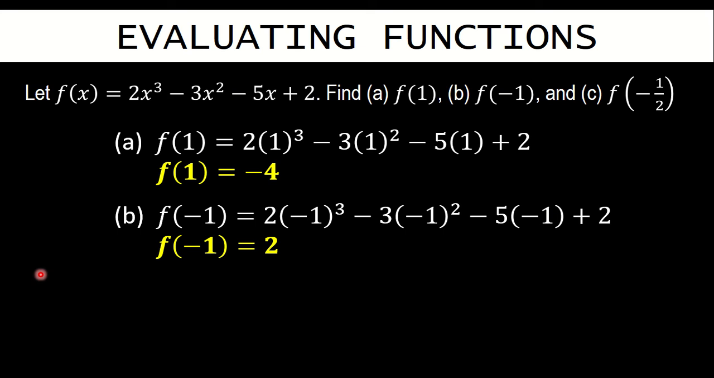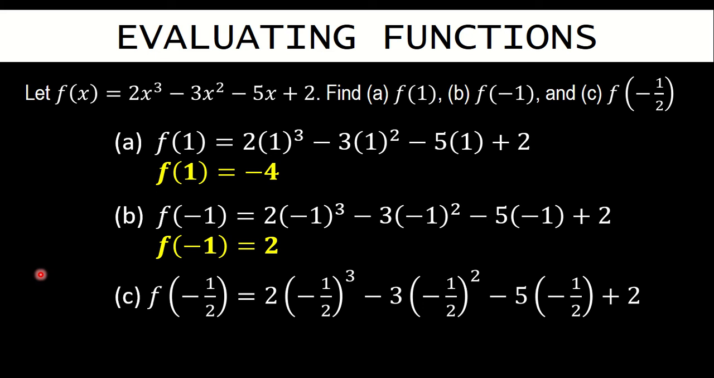Then lastly, if we substitute negative 1 half, we'll have this set up. We'll have 2 times the quantity of negative 1 half cubed minus 3 times the quantity of negative 1 half squared minus 5 times the quantity of negative 1 half plus 2. If we simplify this, the result is 7 halves. So if x is equal to negative 1 half, then the function is equal to 7 halves.